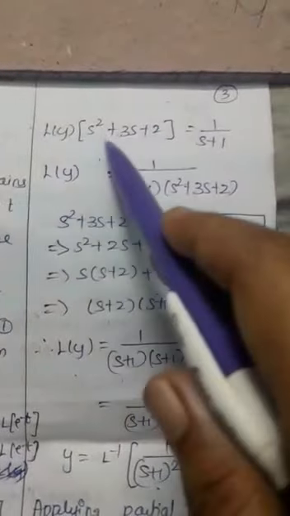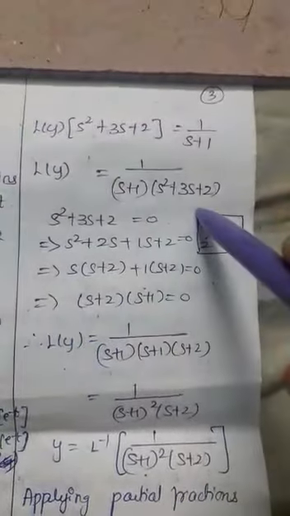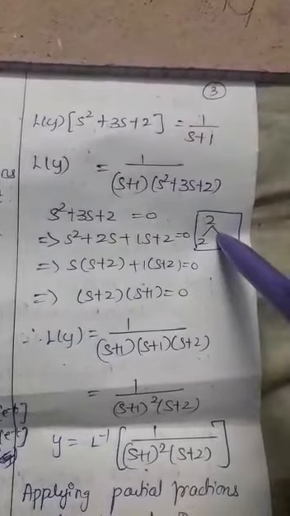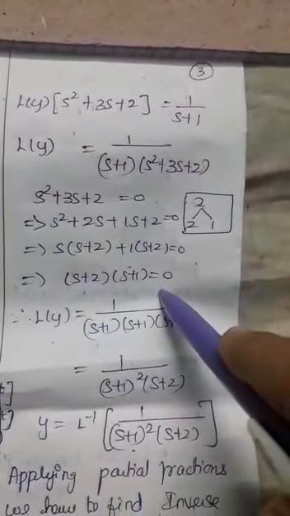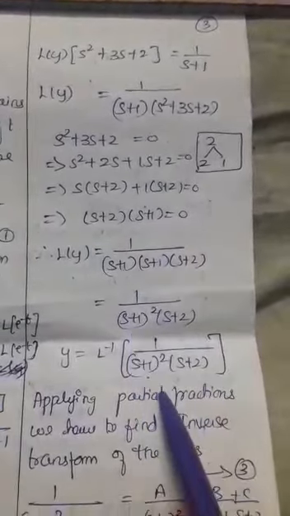For L of y, I will remove it as common. That is the next step. L of y, so you will get s square plus 3s plus 2 equal to 1 by s plus 1. Bring this to the denominator. Now this part, s square plus 3s plus 2, I am just doing by quadratic equation solving. I am getting s plus 2 into s plus 1. Now this part I am doing again by partial fractions. Before that, s plus 1 we will take as s plus 1 the whole square into s plus 2.